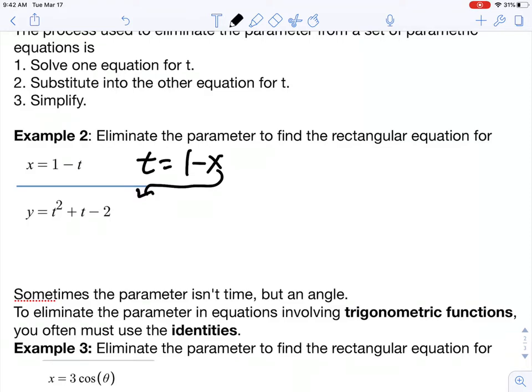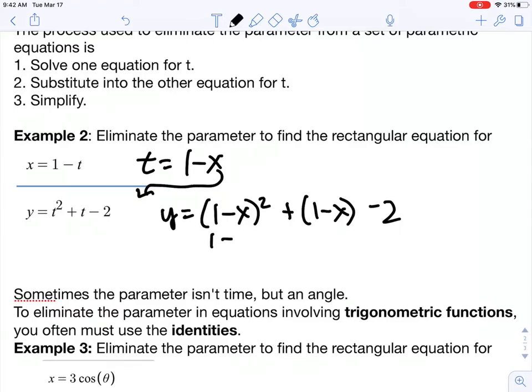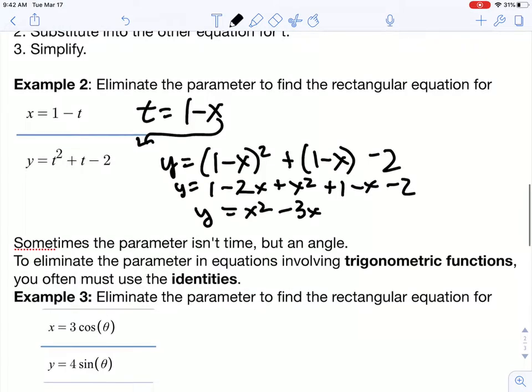And you do that, and you should get y equals 1 minus x squared plus 1 minus x minus 2, which will be 1 minus 2x plus x squared plus 1 minus x minus 2. So we have 2 minus 2, and we have x squared minus 3x is the final equation. Lovely enough.